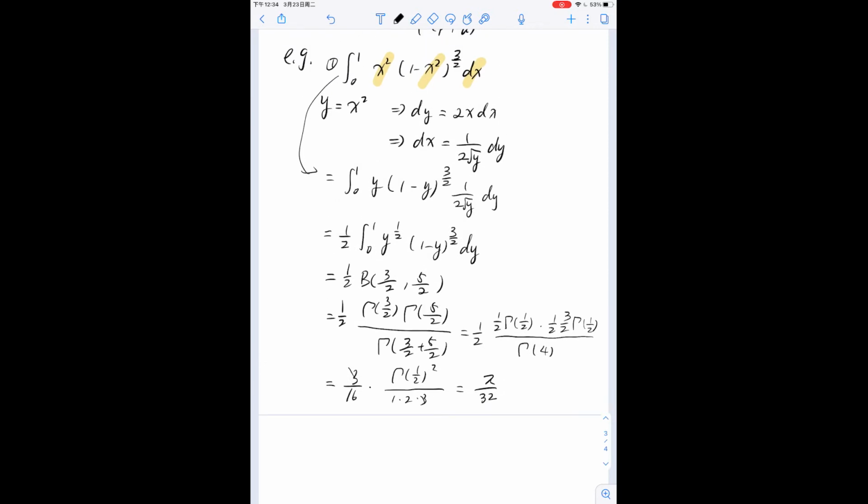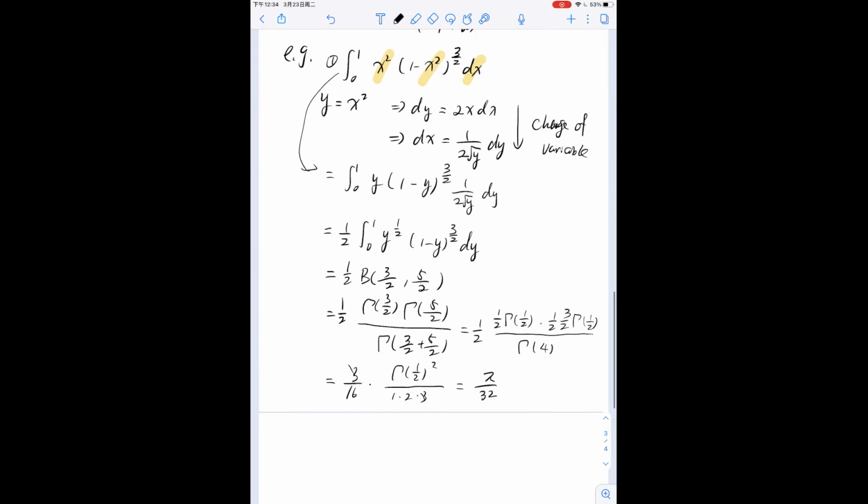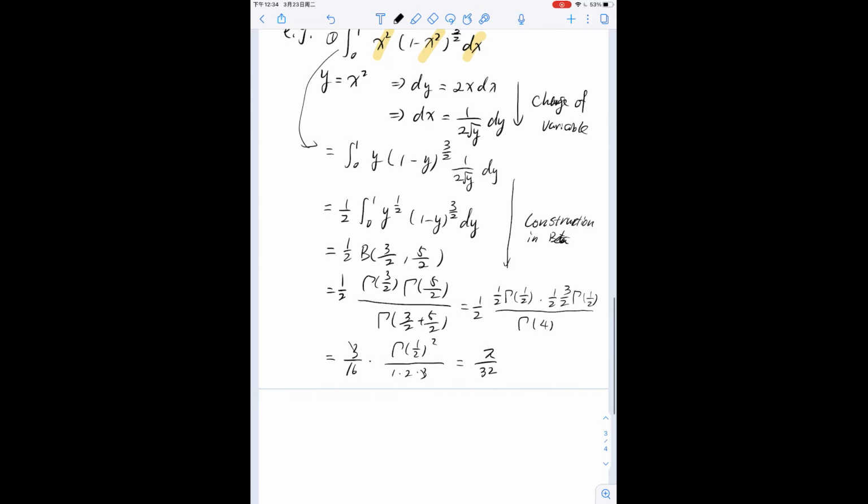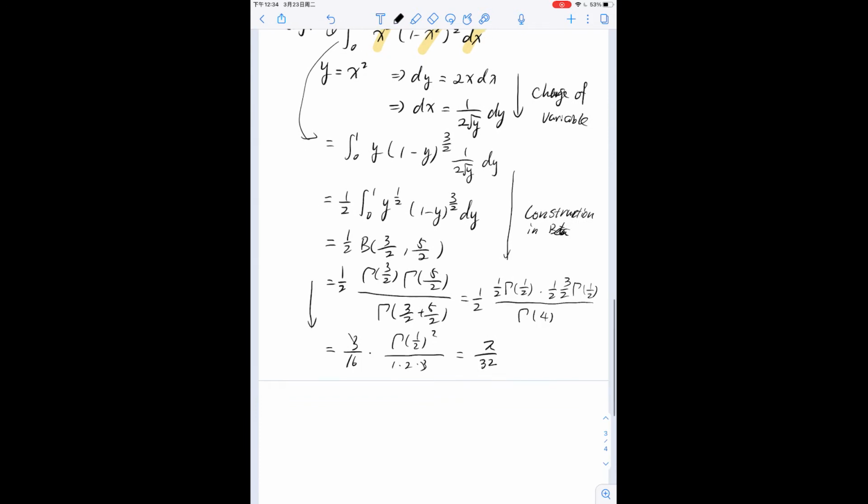So this is this example. We first use change of variable, and then we construct the form of the beta function, and then use the recursive relation of the gamma function.